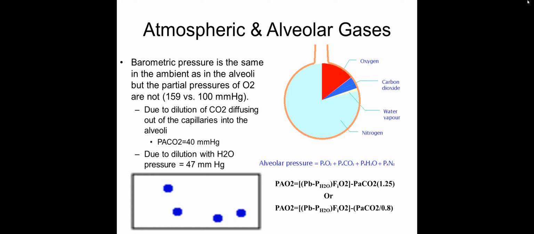And then the second part of the formula would be the carbon dioxide measured from the artery, which is what the small a stands for, times 1.25 or divided by 0.8. Mathematically, they are equal, so you can do either. Once you do the first half of the equation, which is in brackets, and then the second half, which is the PaCO2 times 1.25 or divided by 0.8, you subtract them, and that gives you your partial pressure of alveolar oxygen.